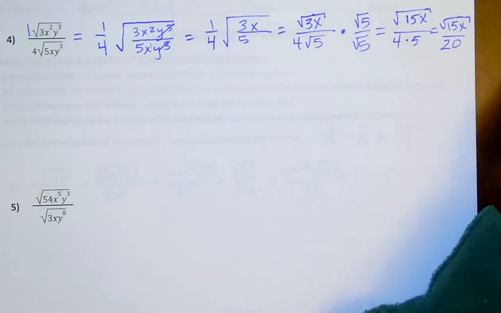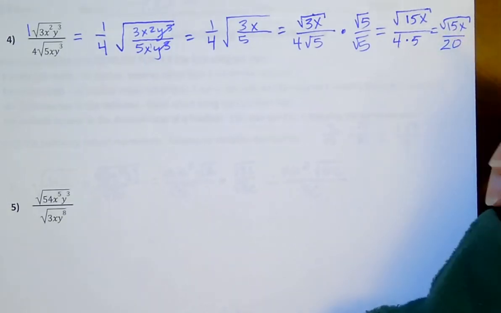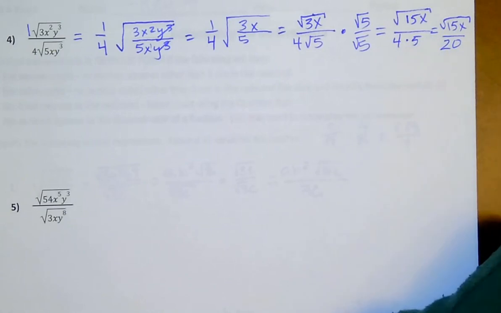And I think to myself, well, 15 has factors. Is this all the way simplified? 15 has factors, but they're 1 times 15 or 3 times 5, so no perfect squares in there. So we're going to say that that is the final answer.